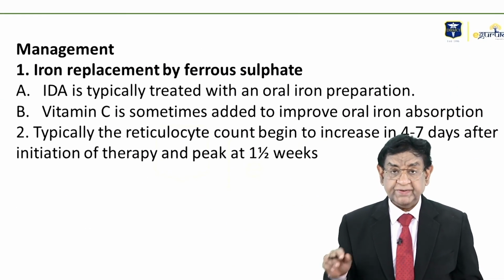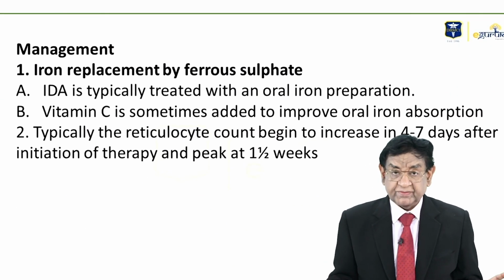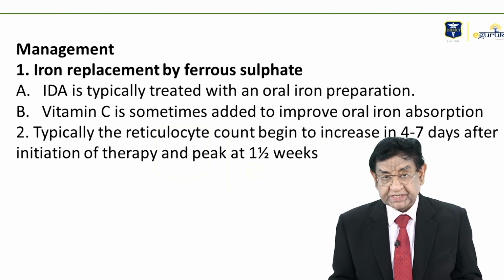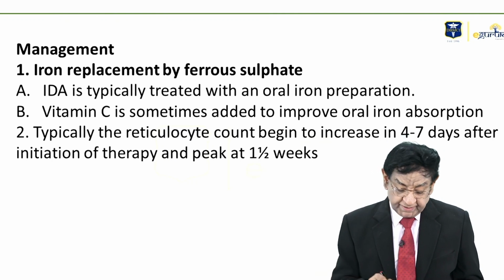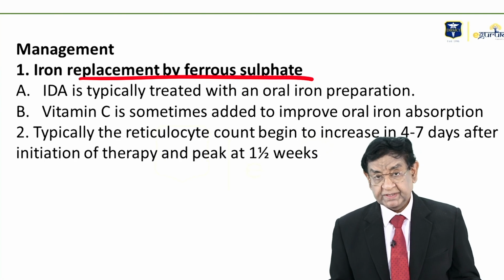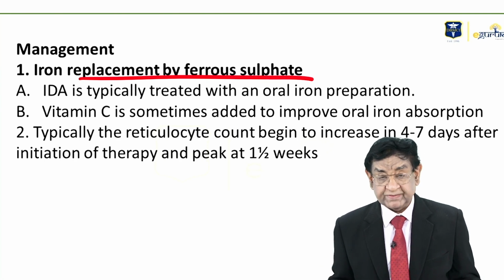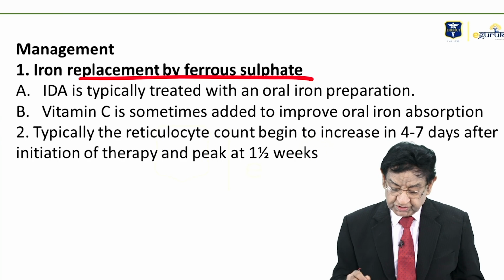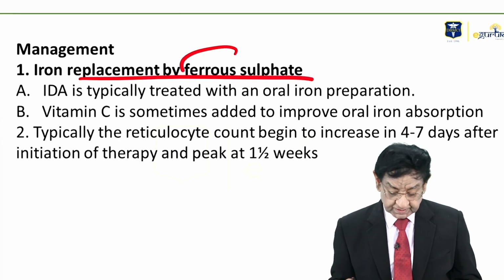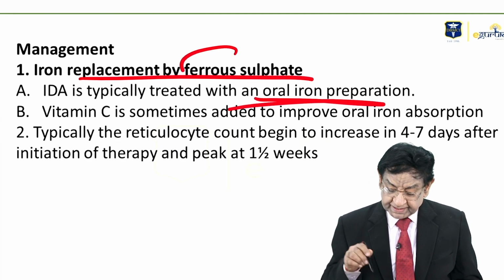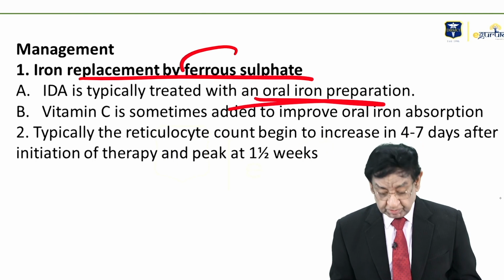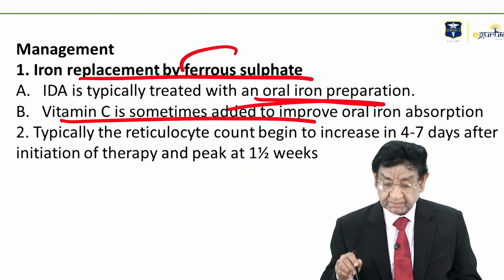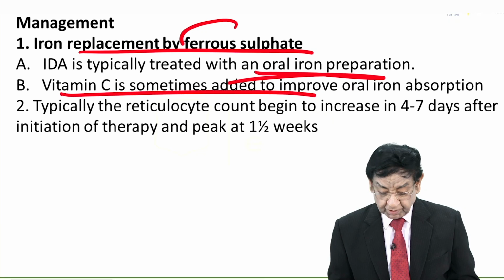So finally, we have got all the investigations done, how to manage? We have to replace by ferrous sulfate. Why ferrous sulfate? Because in this form, iron gets absorbed without any problem, and it will not make any complex in the stomach with phytate. So that's why it's always given in the ferrous form. Normally we treat with an oral iron preparation. Vitamin C is sometimes added to improve iron absorption.